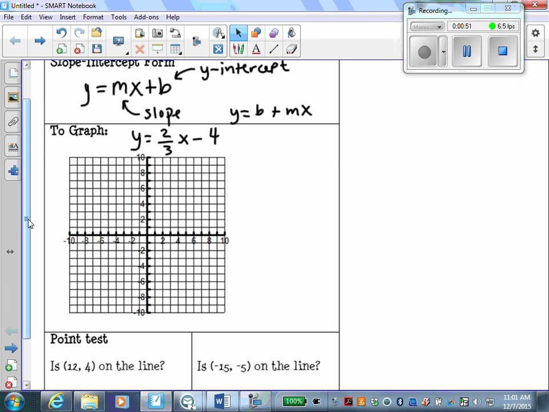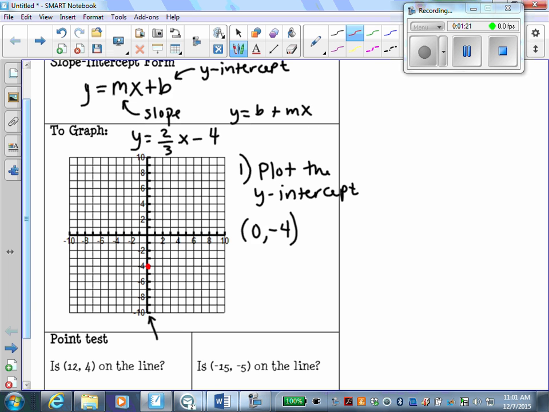So our very first step is going to be to plot the y-intercept. In this case, our y-intercept is -4, which really means it's the point (0, -4). The y-intercept is the point where the line crosses the y-axis, which is the vertical line that goes through the center of the graph. So the x value of that point is always 0. So we're going to make a point here at (0, -4).